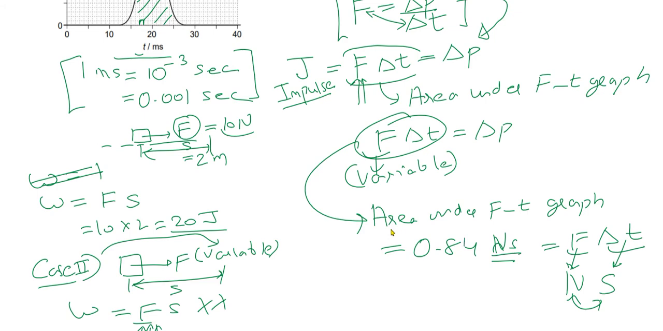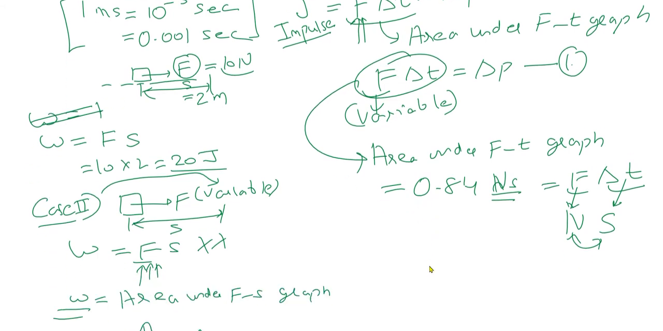Now let's go back to our original equation, which stated that F delta T is equal to change in the momentum, right? Yeah, sir. So let's write this down. F delta T you have found out as 0.84, and that will be equal to the change in the momentum. Now change in the momentum will be mass into the final velocity minus the initial velocity. So delta p is just the final momentum minus the initial momentum. Did you get this? Yeah, sir.